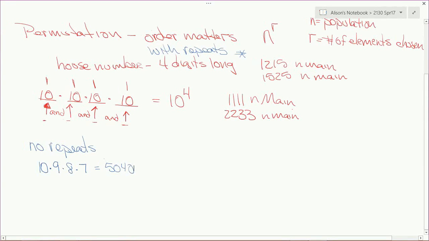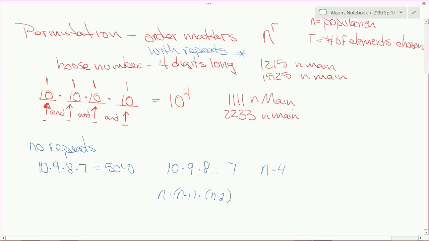Let's see if we can find a formula that we can use to calculate permutations when no repeats are allowed. Just looking at my house numbers, it seems pretty obvious that the first value is the number in the population. The second value is the number in the population minus 1, and the next value is that minus 2. So if I take n as the number in the population, and I multiply it by n minus 1, and then by n minus 2, the question is, how far do I have to go? Well, we stopped at 7. And 7 is actually the population minus the number of elements that I was choosing. For this example, that would be 4.